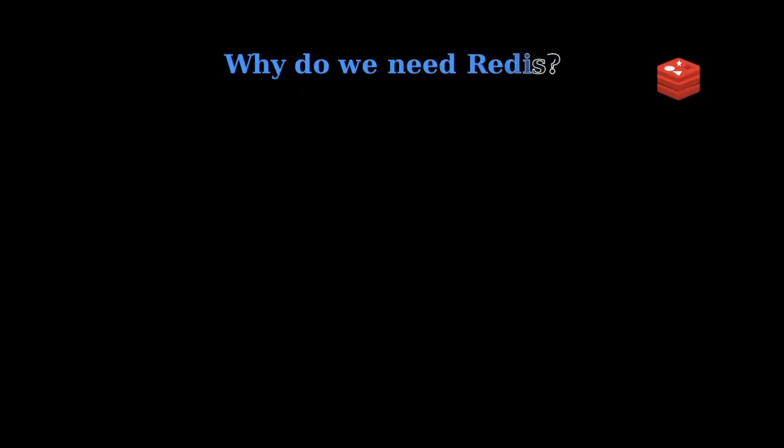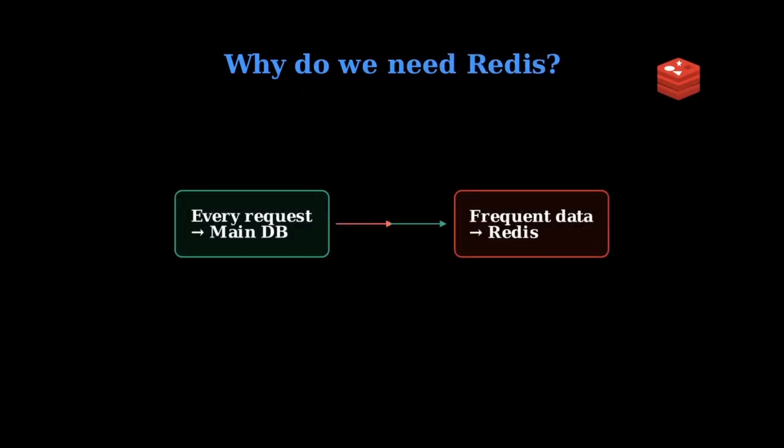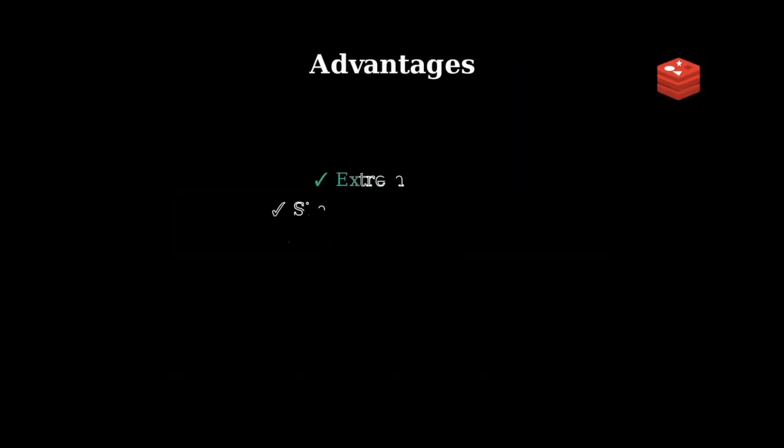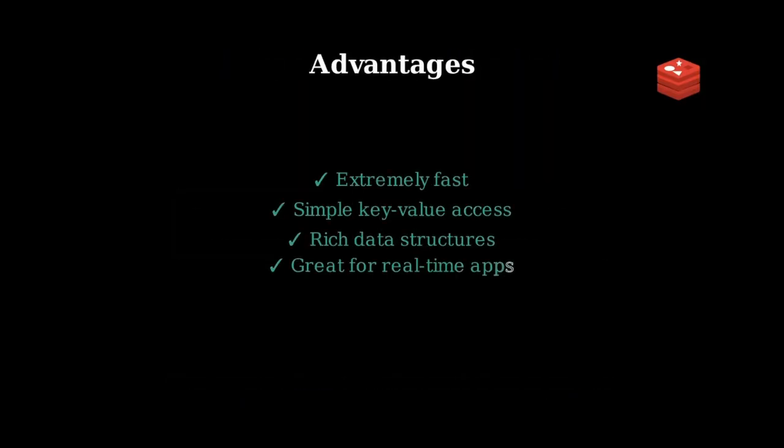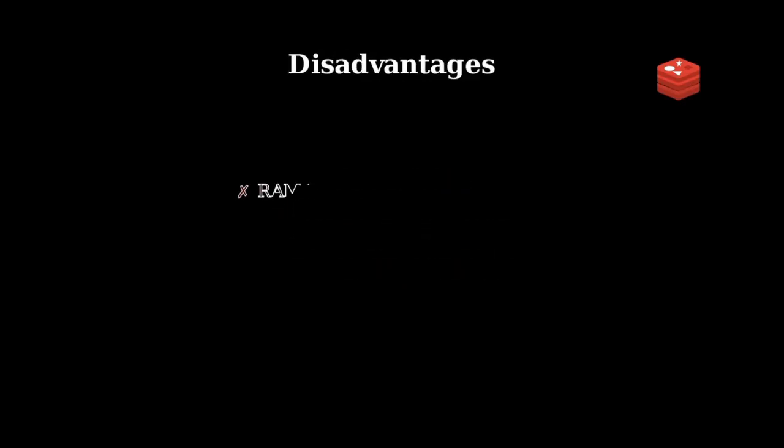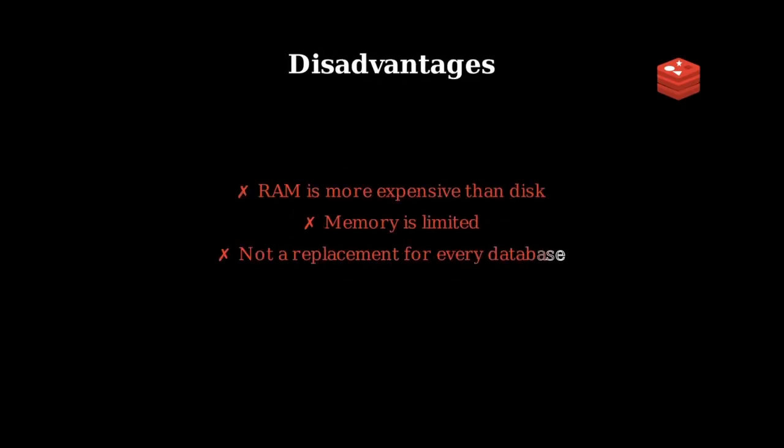Why do we need Redis? Because if every request goes to the DB, that will be the worst, so instead keep frequent data in Redis. Advantages? There are tons of advantages: extremely fast, simple key-value access. And there are some disadvantages as well. RAM is more expensive than disk.